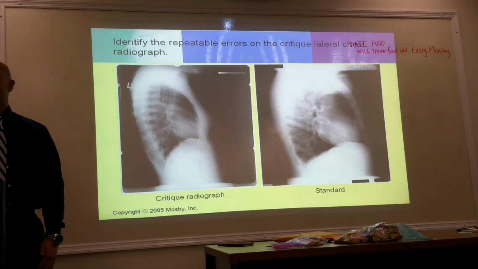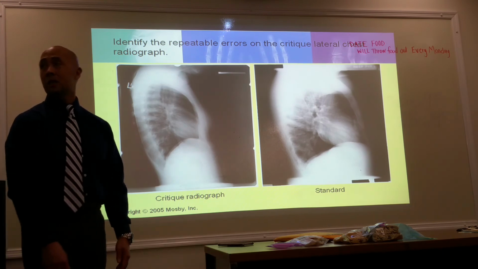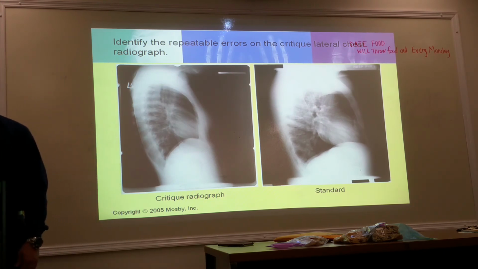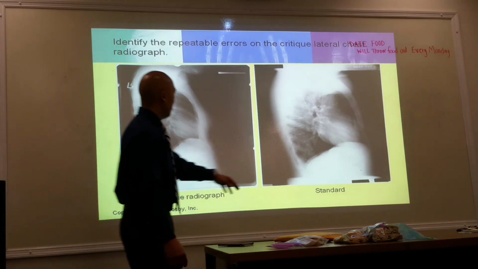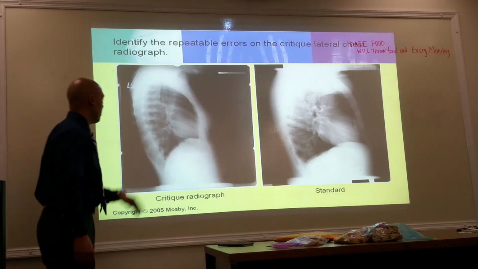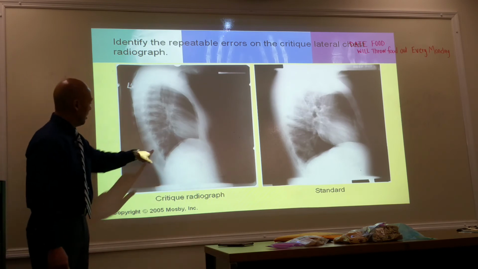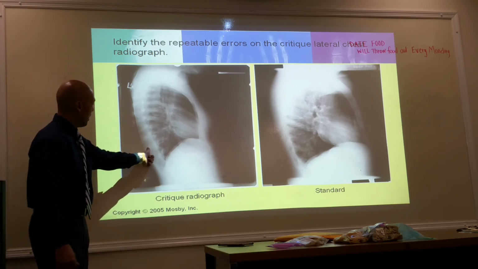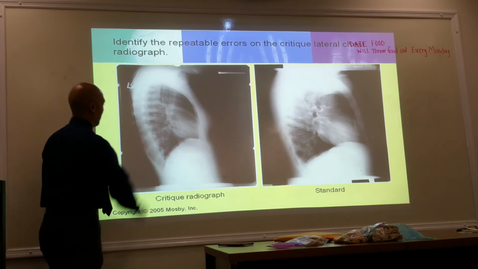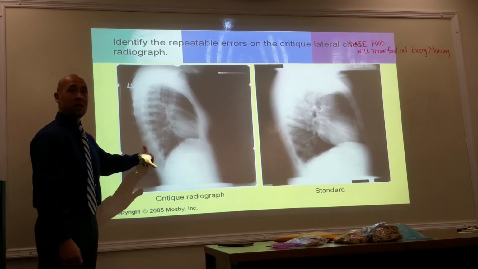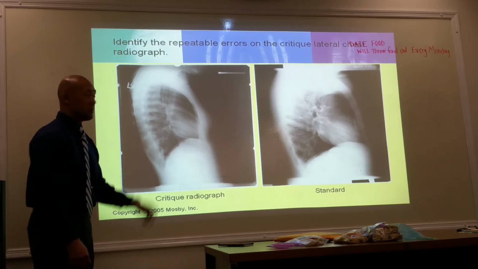How about here? Identify the repeatable error on the critique lateral chest radiograph. Here is your standard. Here is your repeat. Too much rotation. We have what? Double. That's a huge gap. That's a fist. Okay, this is grossly rotated. You guys agree? Yeah. Grossly rotated.